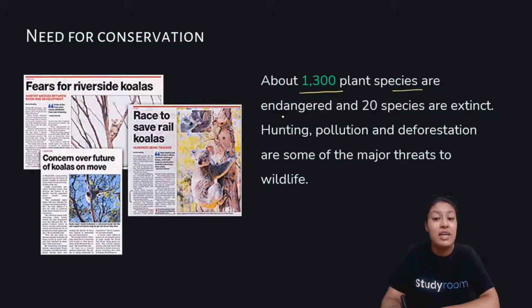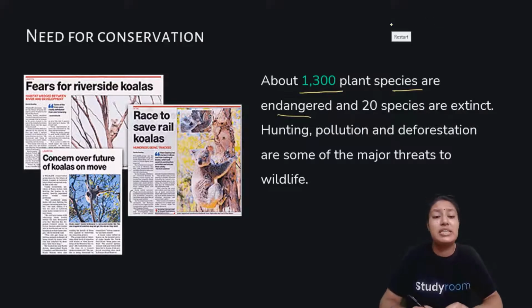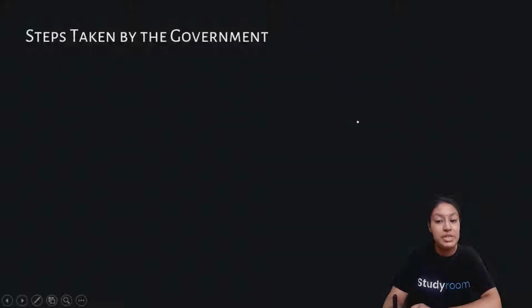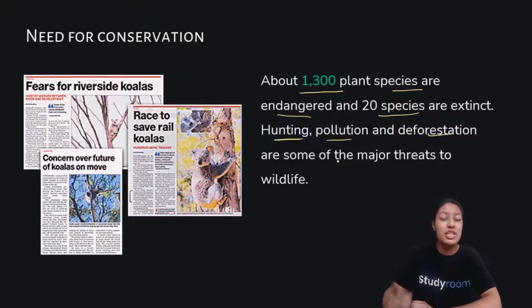Okay, so there are about 1300 plant species that are endangered, which means their numbers are shrinking and are very low. And there are 20 species that have become extinct, which means they are no longer present. These 20 species are extinct because of hunting, pollution, deforestation, and these things put a very major threat to wildlife. Okay, so for example, there are koalas that we need to save, and tigers that we need to save are in very few numbers left in our country.